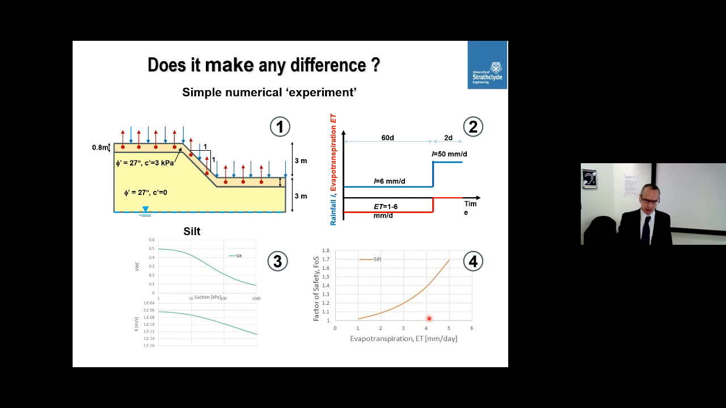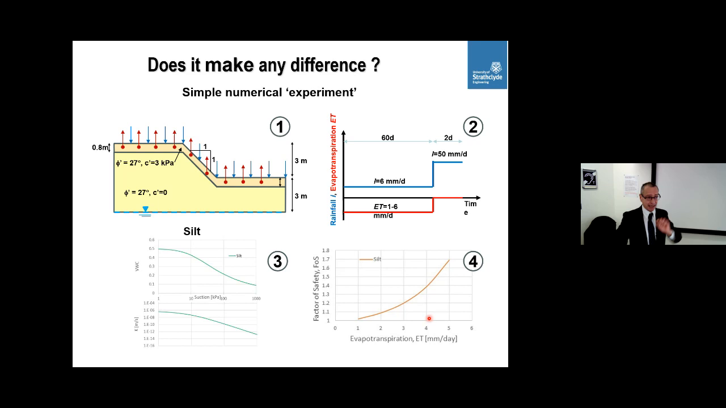So let's go on with this idea in mind. 1 millimeter per day is 0.1 in increasing factor of safety, just to have a reference. So if you are able to increase evapotranspiration by 1 millimeter per day, we are already doing a very good job. And this is the target that I'm looking at.